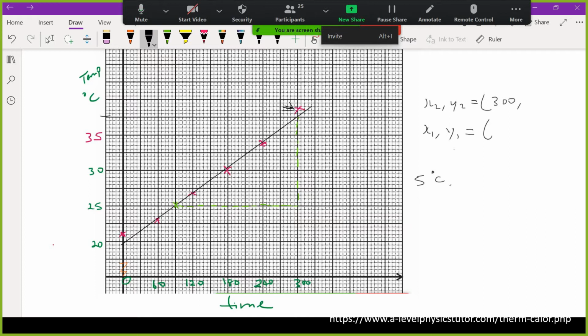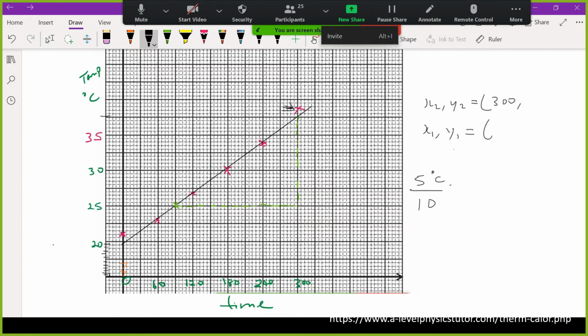So in order for me to find out how much one of these small boxes represents, I need to count how many small boxes are going up each time. That's going to be 10. So 1, 2, 3, 4, 5, 6, 7, 8, 9, 10. So there are 10 small boxes in between my 5 centimeter scale. To find out how much one box represents, I'm going to take my 5 degrees Celsius and divide it by 10. When I divide it by 10, I get 0.5.